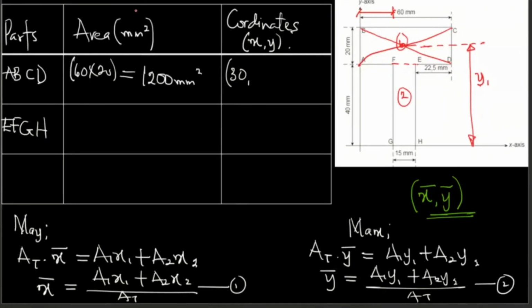Okay, so your y1 is going to be what? You have to be able to determine. So this is 20, right? So half of 20 is 10. So that will be 50.